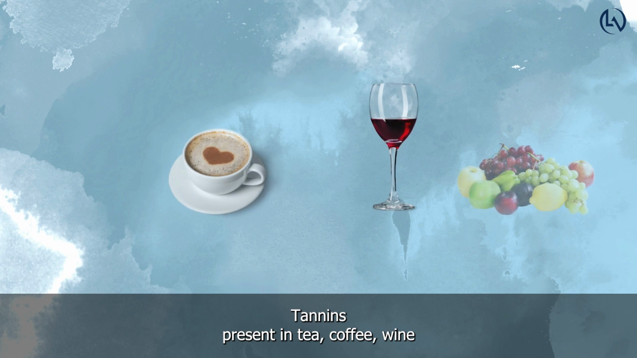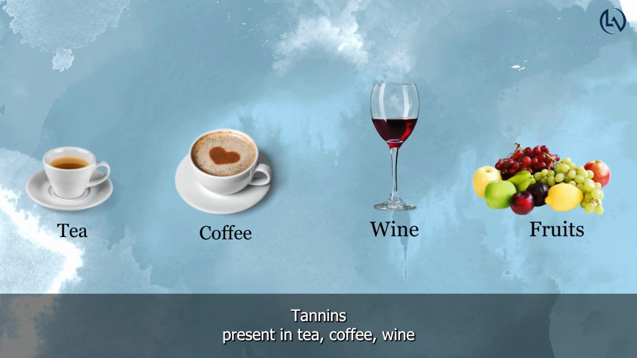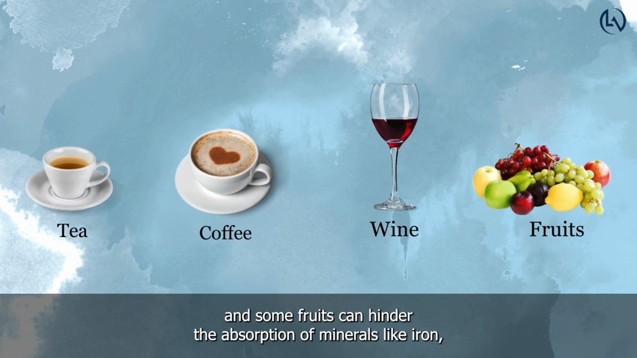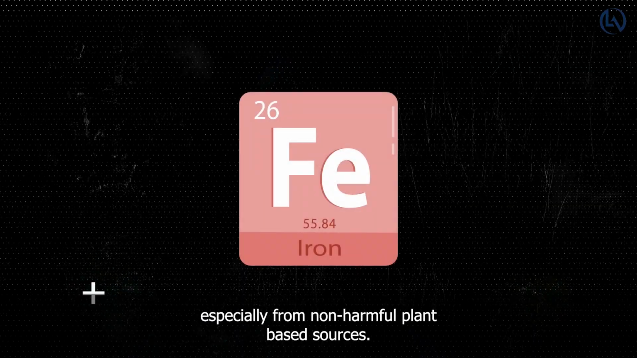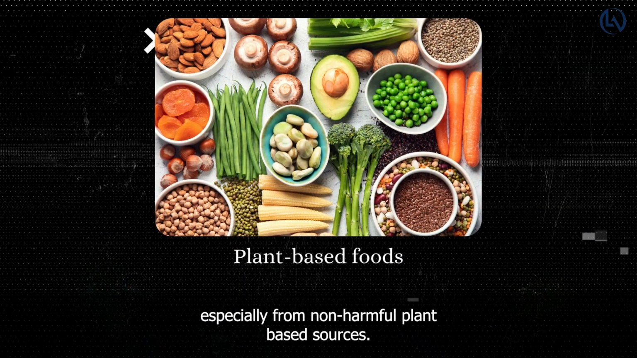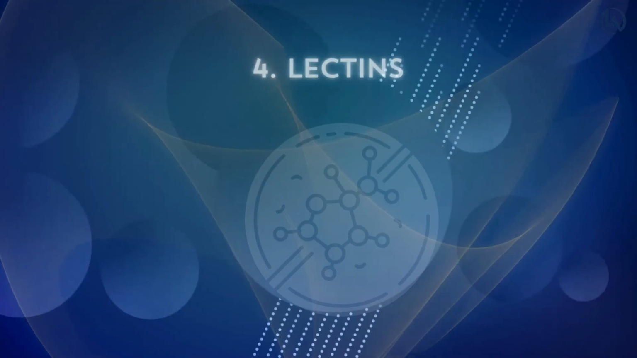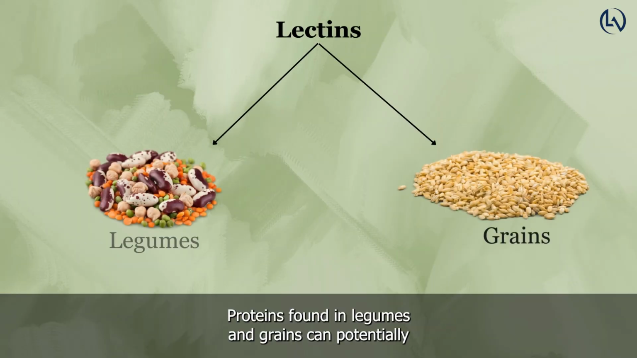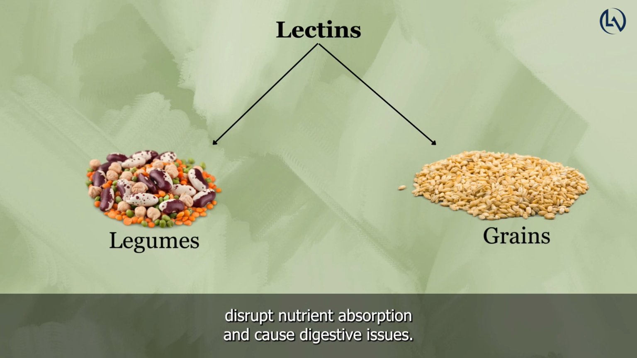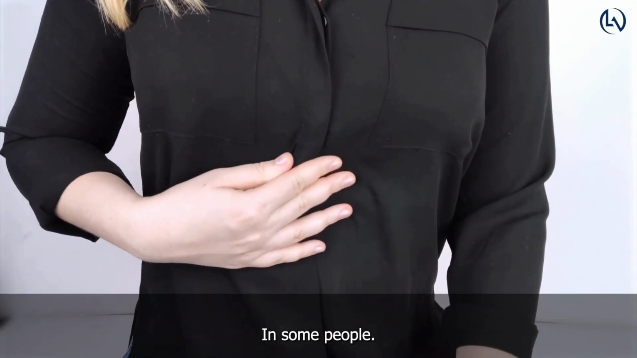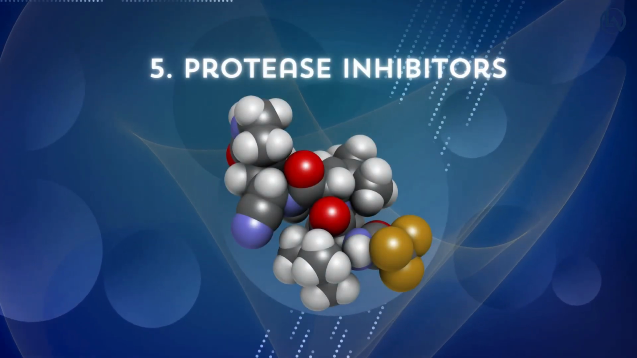Tannins. Tannins, present in tea, coffee, wine, and some fruits, can hinder the absorption of minerals like iron, especially from non-heme, plant-based sources. Lectins. Lectins, proteins found in legumes and grains, can potentially disrupt nutrient absorption and cause digestive issues in some people. Protease inhibitors.